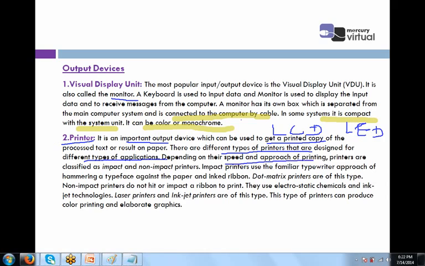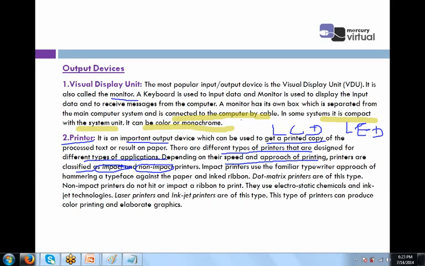Depending on the speed and approach of printing, printers are classified into two categories: impact and non-impact printers. As the name suggests, an impact printer gives some impact on the paper, and a non-impact printer does not give any impact. In an impact printer there is some ink that spreads over the paper. But in a non-impact printer there is some laser light that passes through the printer machine and then takes the printout.